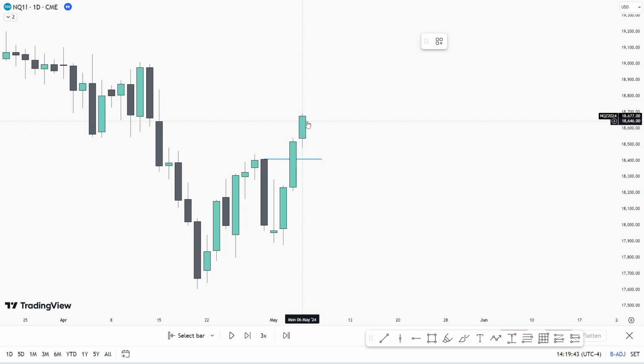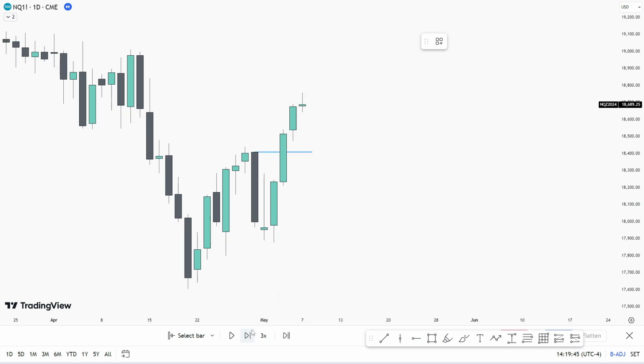So on Monday we had an expansion candle. On Tuesday we are having the candle 2 closure.